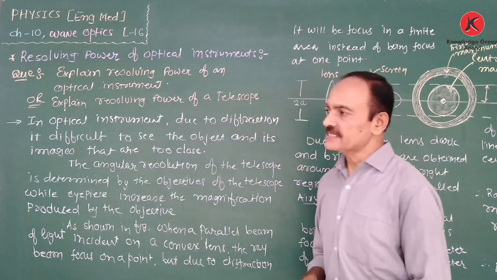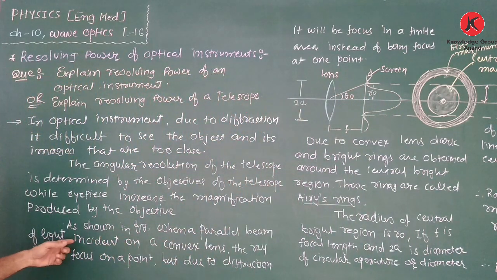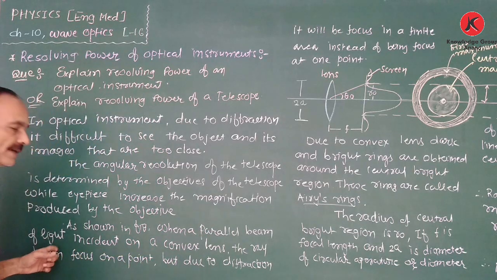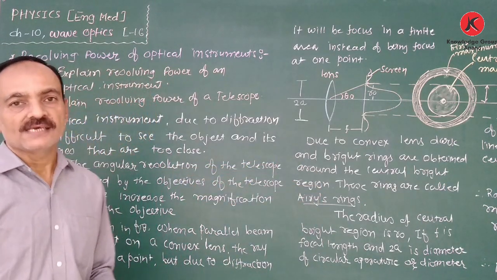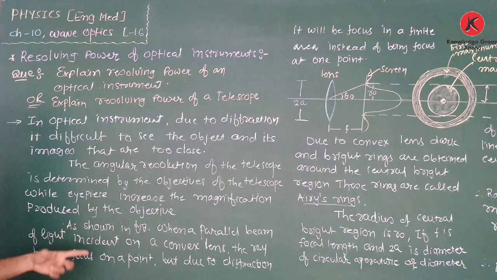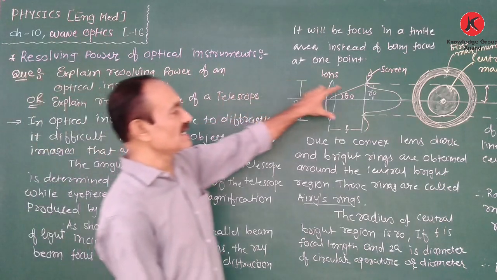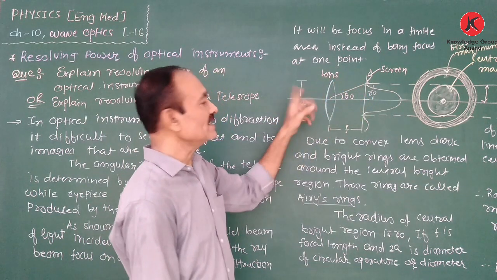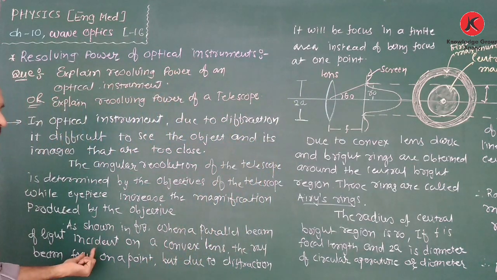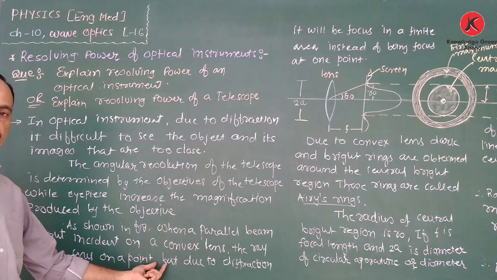Now, for that purpose, consider the objective as a convex lens and a beam of parallel rays incident on it. We consider the rays coming from a far object to be almost parallel. Therefore, a parallel beam of light is incident on a convex lens. The rays must be focused at the principal focus of the convex lens. After refraction, this beam is focused at a particular point, and this point is the principal focus.